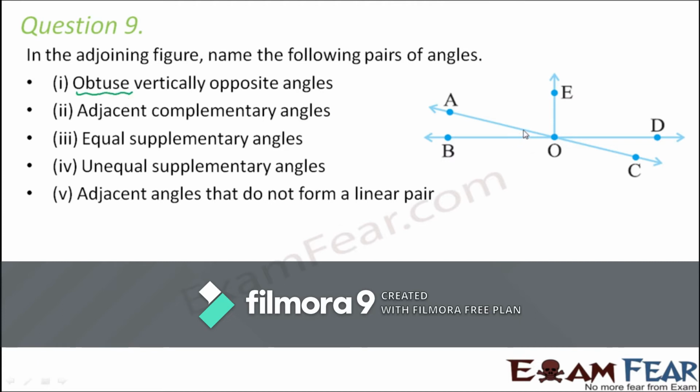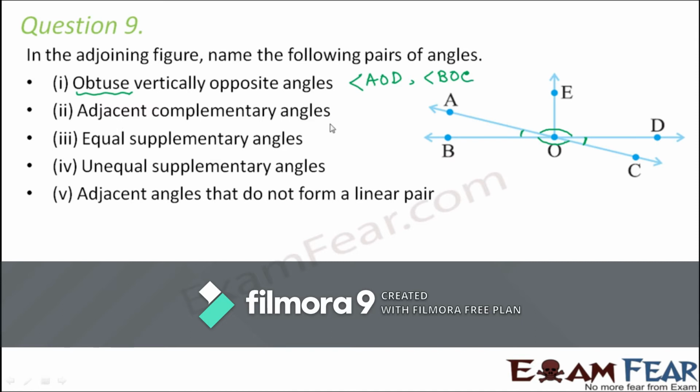So here you see one pair of vertically opposite angles would be this, but are they obtuse? No, their value appears to be lesser than 90 degrees. So they are not obtuse. So the other pair that we have is this and this. When you look at this angle, this is quite a large angle which is an obtuse angle, and at the same time they are lying opposite to each other. Therefore we can say that angle AOD and angle BOC form obtuse vertically opposite angles.